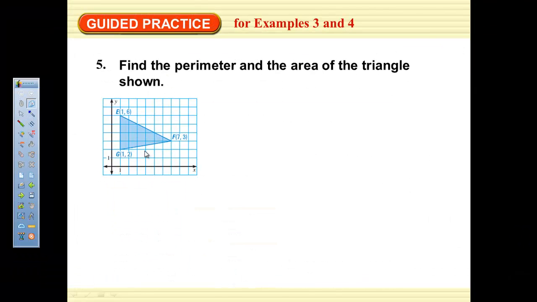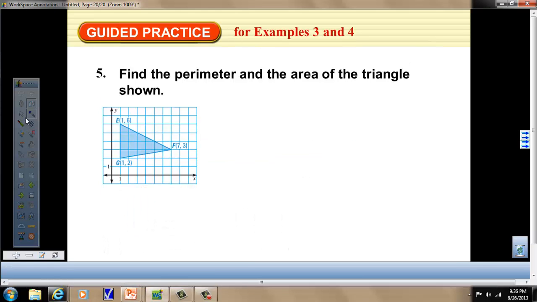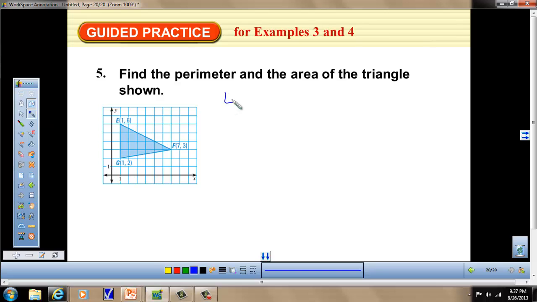Okay. Using this picture again, we can find the perimeter and the area of the triangle using the same kind of strategy we did before. So we can go through this real quick. We know EG is going to end up being, if we count, 1, 2, 3, 4. So we just count that out. 1, 2, 3, 4. So we get EG is 4.